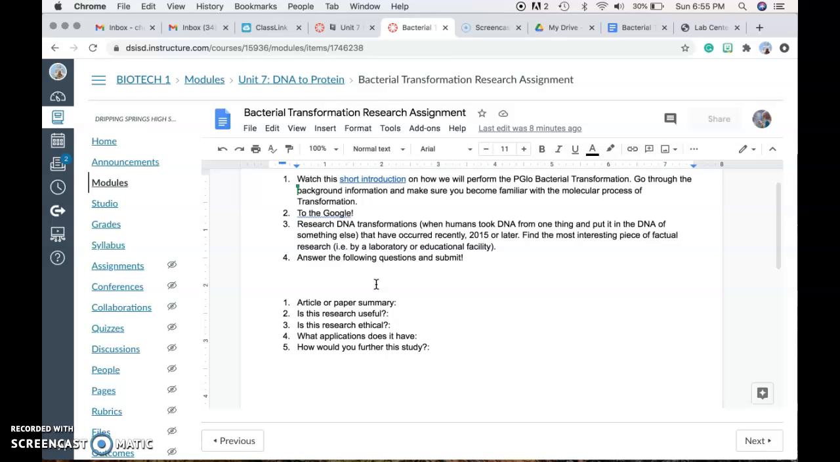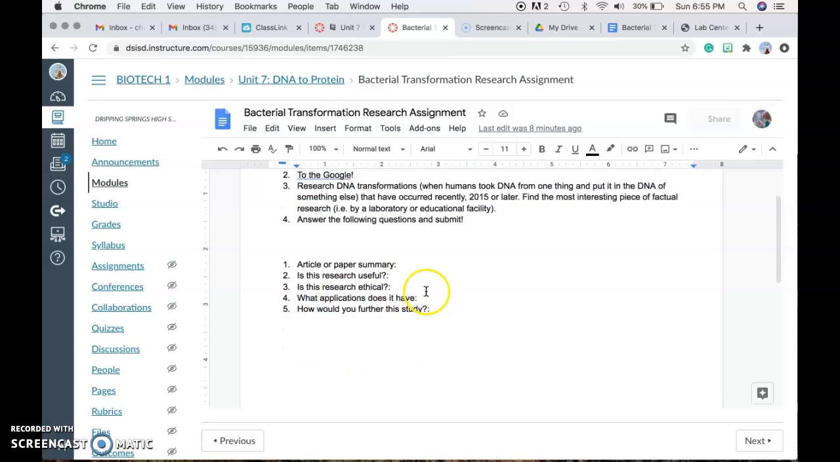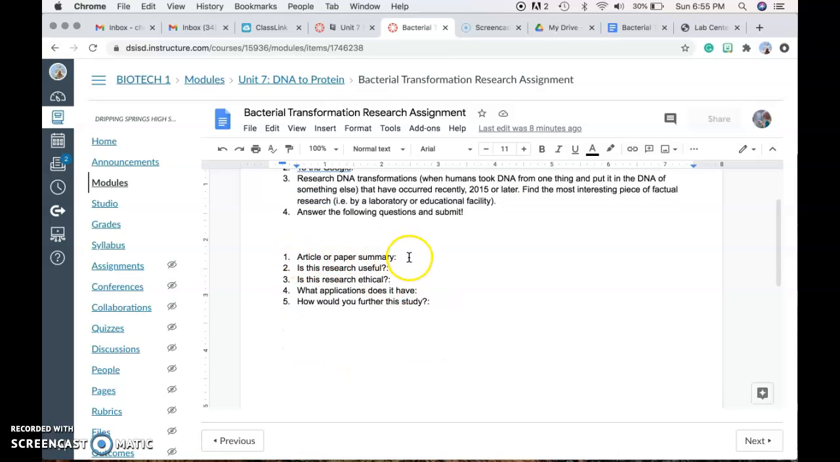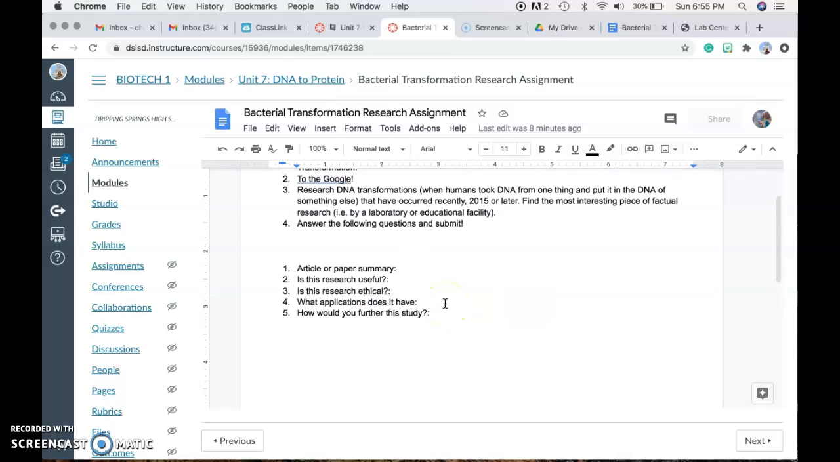So you're going to be looking for any type of research where someone took DNA from one thing and put it into something else. And then I want you to answer these questions and submit this paper. So first, give me a summary. Obviously, don't copy and paste the article. That's not what I want. I want it in your words. What is it about? What's the main point?